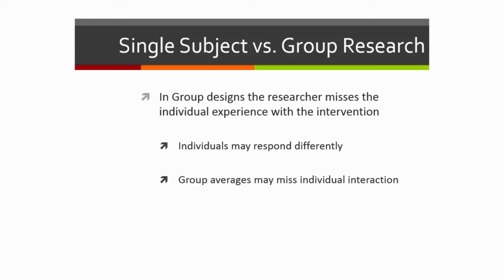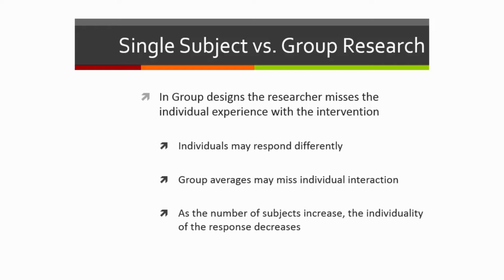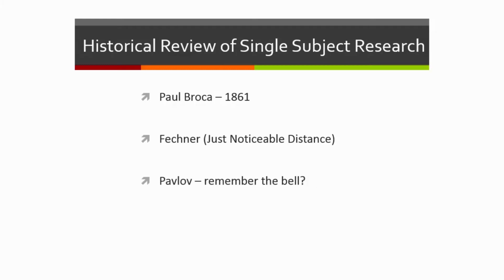Individuals are going to respond differently. Group averages, again, are going to miss that individual interaction. And as the number of subjects increases, the individuality of the responses decreases. And so the more people that you get involved, if you're doing this with a football team, with a large soccer team, or potentially a swim team, you're really going to have trouble, because as the population increases, a lot of that individuality goes down at the same rate.